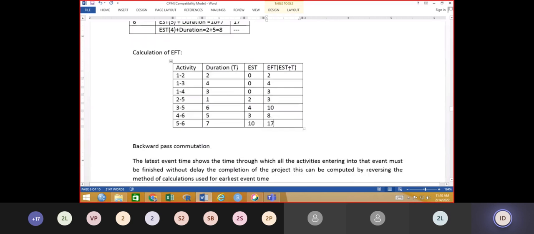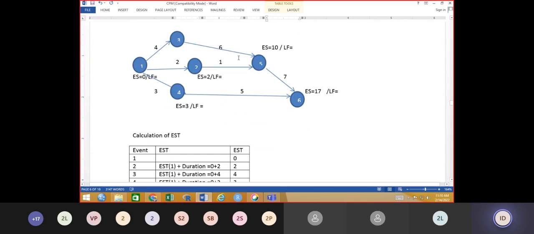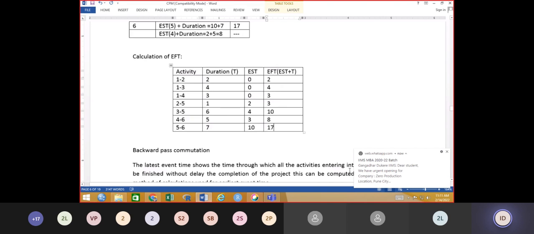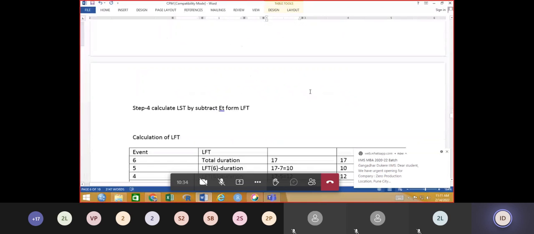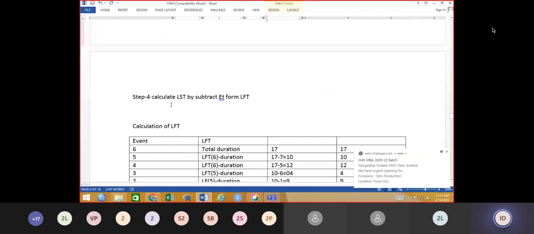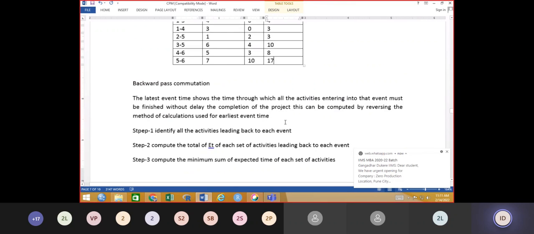Now, once we calculate the EFT, EST is calculated from left to right. That is forward computation. Now we have to go right to left, that is backward computation. In that case, it is called latest time. Latest time is going to be considered. So the calculation of LST and LFT. Now instead of looking at this table, first of all I will refer to this diagram.